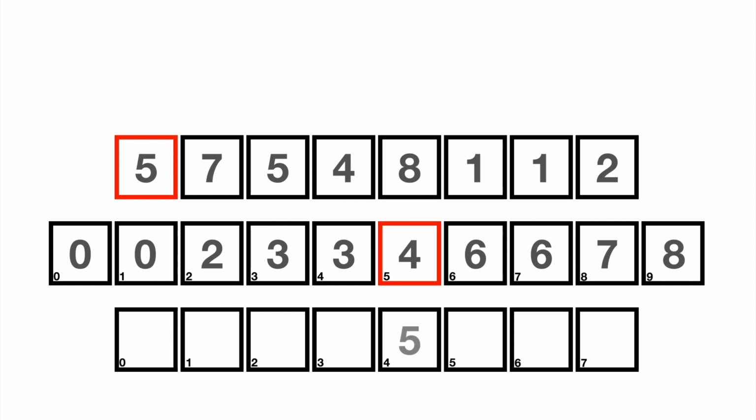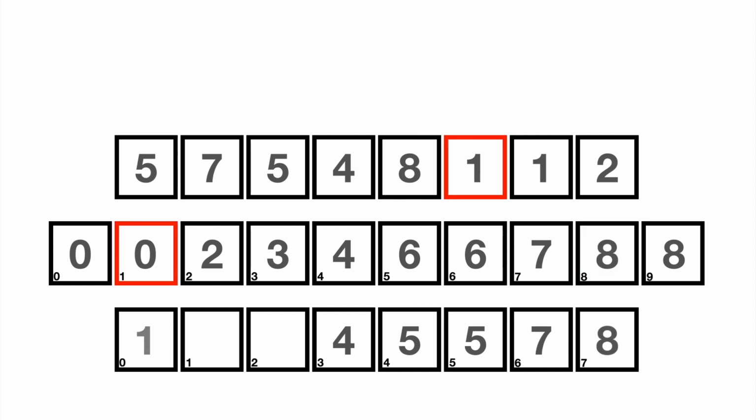5 goes at position 4. We must increment this value in case there's another 5. 7 goes at position 6. 5 goes at position 5. 4 goes at position 3. 8 goes at position 7. 1 goes at position 0. The next one now goes at position 1. And 2 goes at position 2. We now have a sorted array.